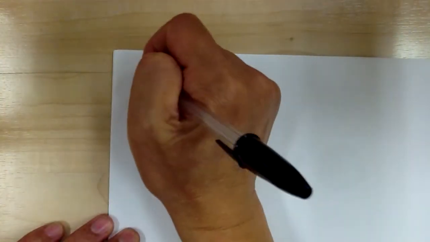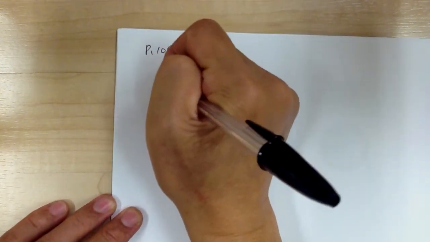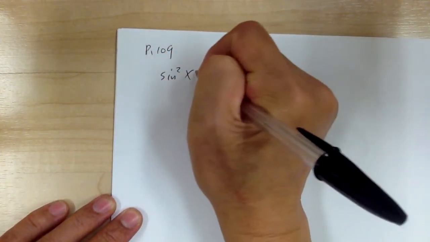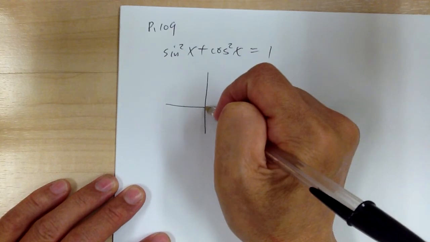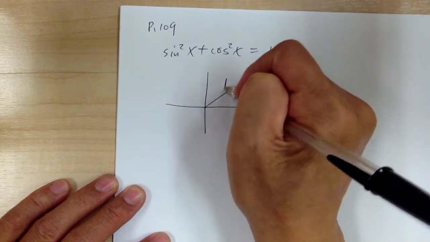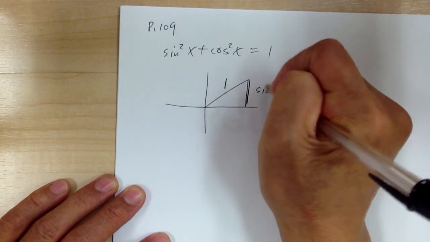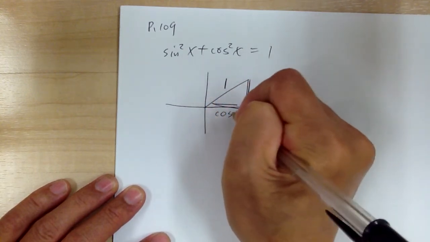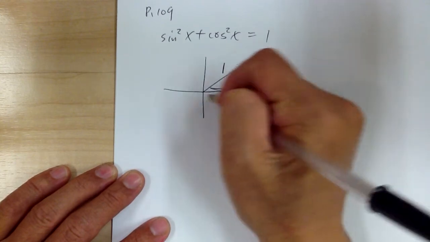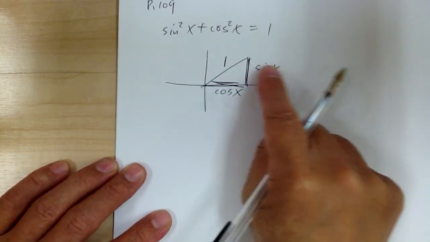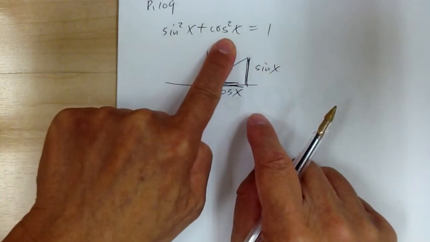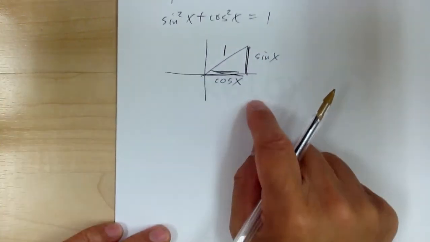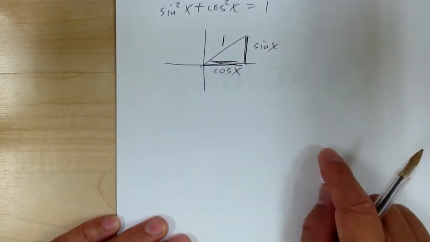Okay. Now let's go to page 109. You have the identity sine squared x plus cosine squared x equal to 1. This is based on the Pythagorean theorem. If this is 1, then the vertical would be sine x, and the horizontal would be cosine x. Remember, sine is vertical, cosine is horizontal. So based on the Pythagorean theorem, a squared plus b squared equal to c squared, that's where they come from, from your right triangle.